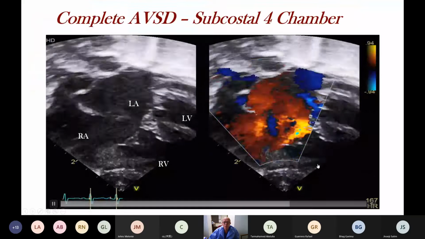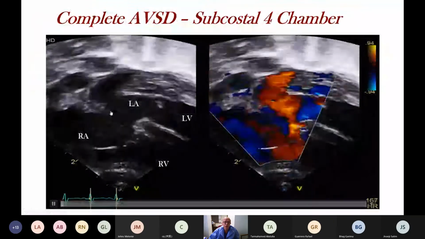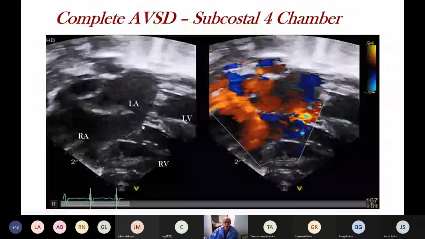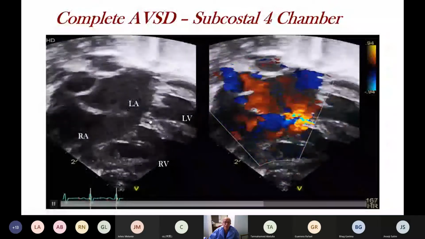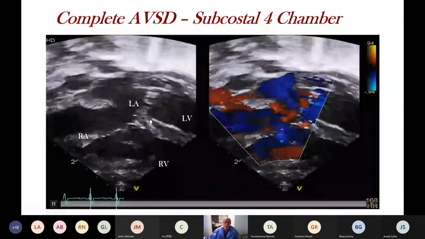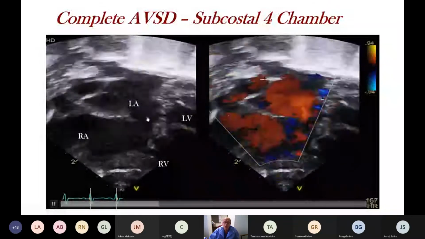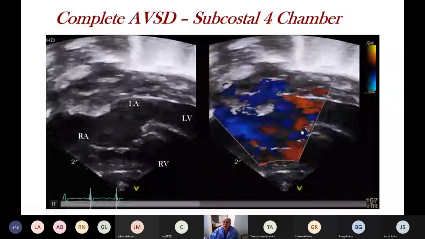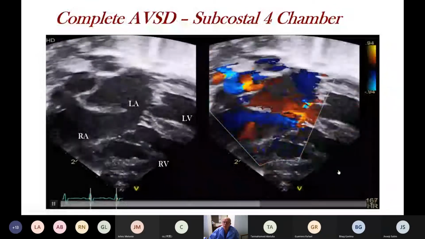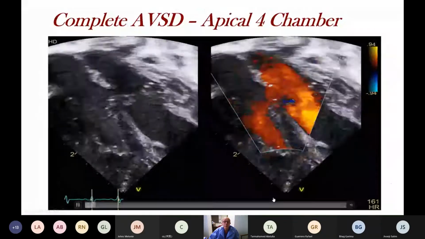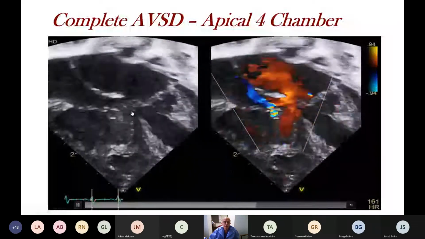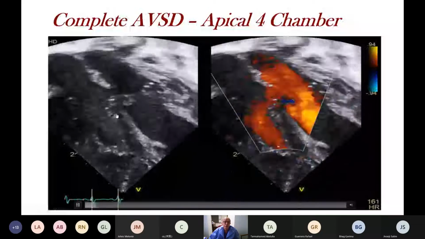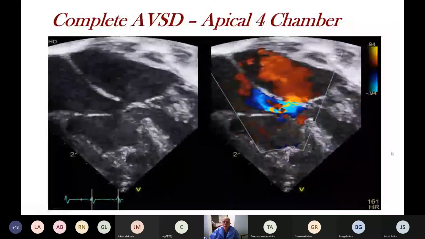So the typical complete AVSD often has a very small defect underneath the inferior bridging leaflet, which is firmly attached to the ventricular septum by either a single raphe or multiple chords, and here we can see a very small interventricular shunt on the color flow, whereas the apical view shows a bigger shunt underneath the superior bridging leaflet, as we can see here.